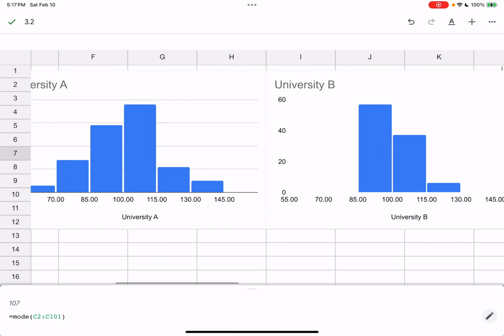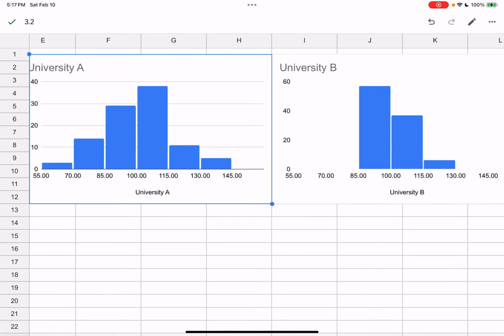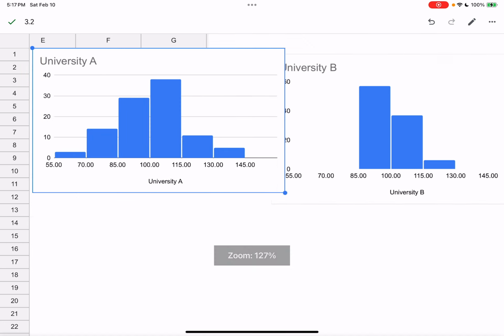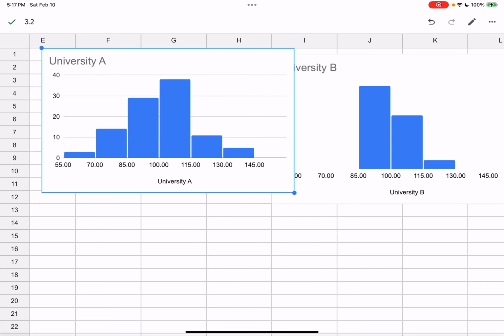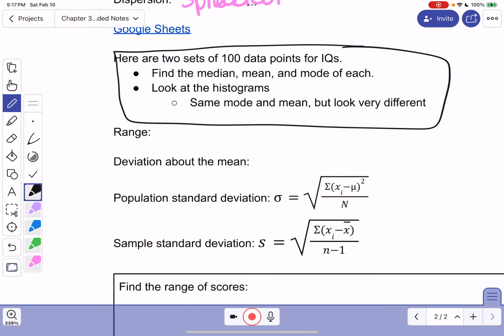If we then look at our histogram, though, we see that it's very different data. A is much more spread out. It has more of a bell curve, whereas University B, it's clustered more in the middle and not as spread out. So this is where those measures of dispersion are nice, because they'll come in and they'll help you see that difference when the center doesn't. So let's go back to our thing over here.